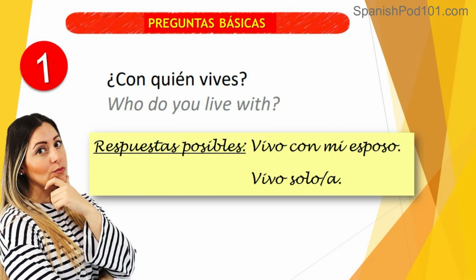Muy bien, perfecto. Now let's move to the part where we ask basic questions about you and your family in Spanish. Pregunta número 1. ¿Con quién vives? Who do you live with? Here are a few possible answers. Respuestas posibles. Vivo con mi esposo o vivo con mi esposa, vivo solo, vivo sola, vivo con mi familia, vivo con mis padres, etc.